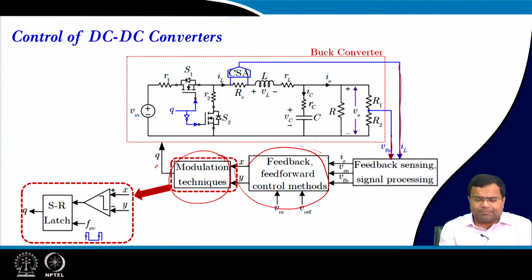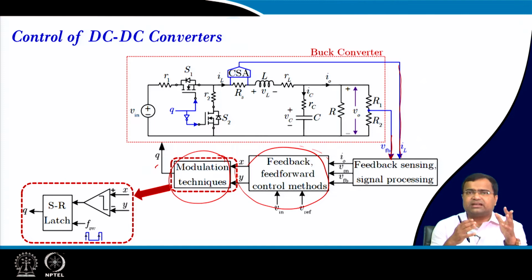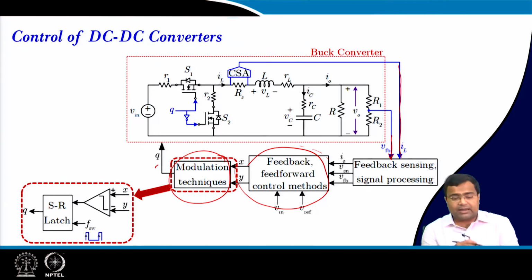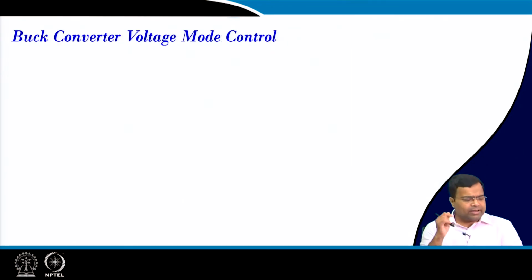One such example is a PWM latch. That means if you are talking about fixed frequency modulation, pulse width modulation, we compare two signals and the output of the comparator goes to the latch circuit, and then the latch generates the gate signal. But it is not mandatory that we use PWM, we can use various implementations. In fact, in this course, apart from fixed frequency, we will also be using variable frequency architectures.